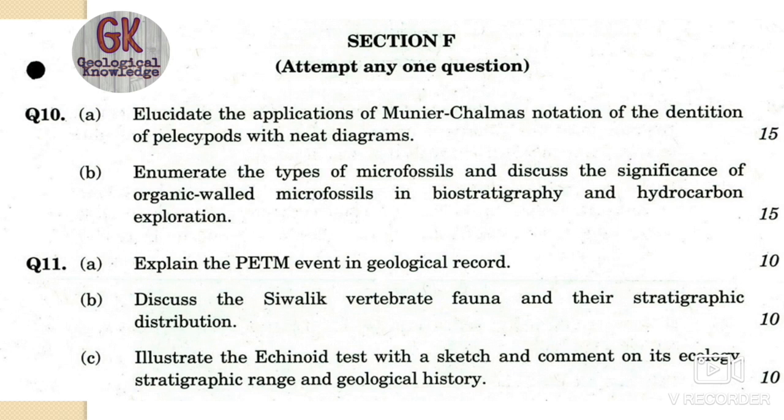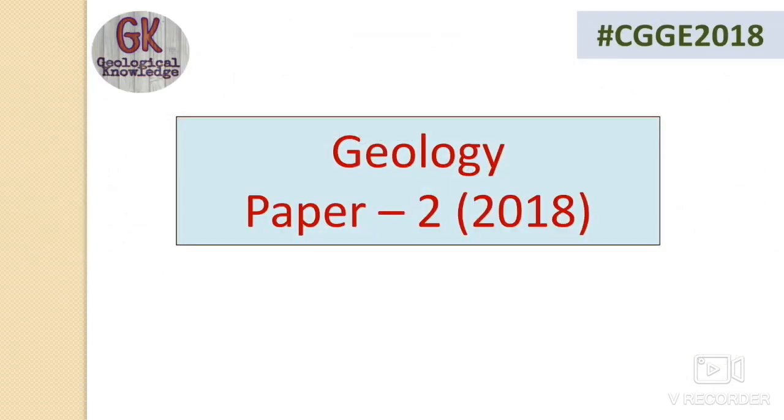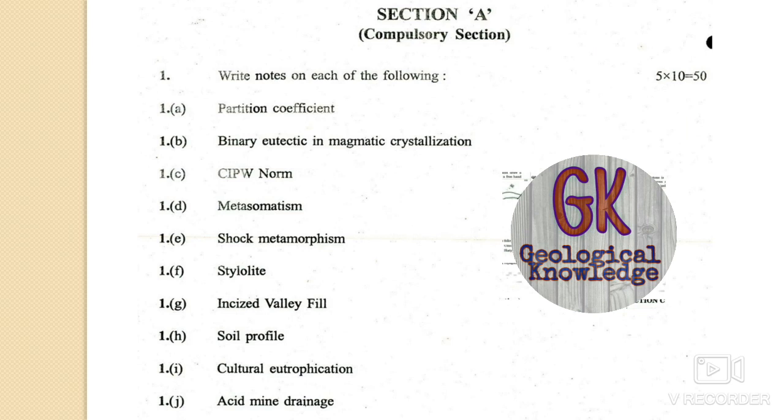So that was geology paper number 1. And now we will discuss geology paper number 2. Here again the compulsory questions are there. The first one includes: partition coefficient, binary eutectic in magmatic crystallization, Cross-Iddings-Pirsson-Washington norms or CIPW norms, metasomatism, shock metamorphism, stalactites, incised valley fill, soil profile, cultural eutrophication and acid mine drainage. So soil profile, that was also there in paper 1.